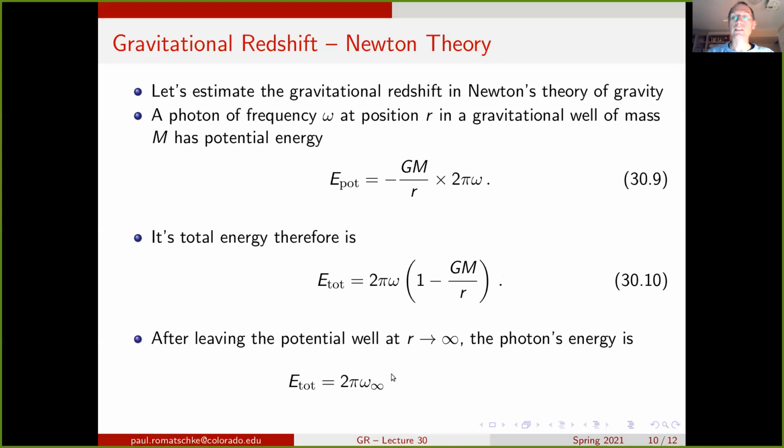However, if the photon is climbing out of the gravitational well, eventually it will reach infinity. And if it is located at infinity, the total energy of the photon will just be the photon energy, so it will just be 2 pi omega infinity. Since there is no gravitational potential left at this far distance, and since energy has to be conserved, the total energy after leaving the gravitational well has to be equal to the energy of the photon before leaving the gravitational well. So that means there's a relation between the frequency at infinity and the frequency of the photon that was located at position R initially.